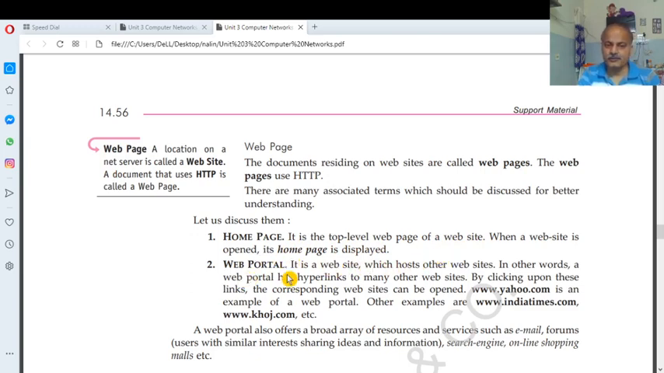Now the web portal. It is a website which hosts other websites. In other words, a web portal has hyperlinks to many other websites. By clicking upon these links, the corresponding websites can be opened. www.yahoo.com is an example of a web portal.